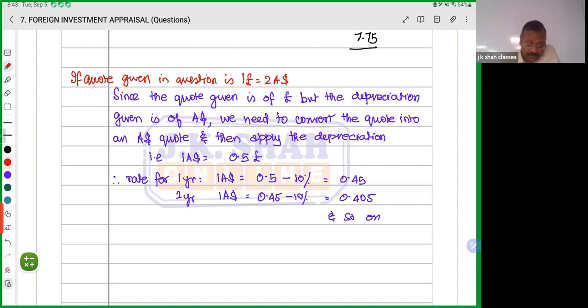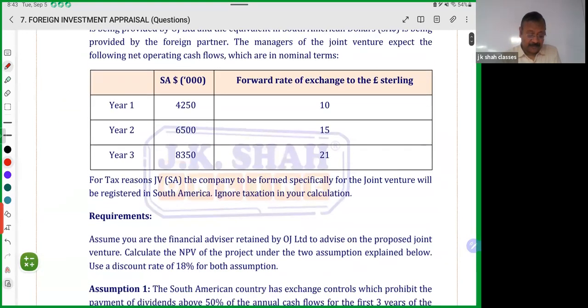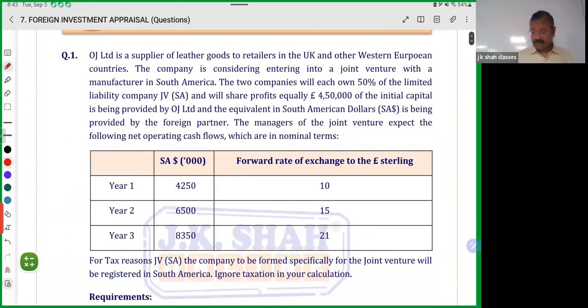Done. Chalo. Now let's look at question number 1. OJ Limited is supplier of leather goods to retailers in the UK and other Western European countries. The company is considering entering into a joint venture with the manufacturer in South America.